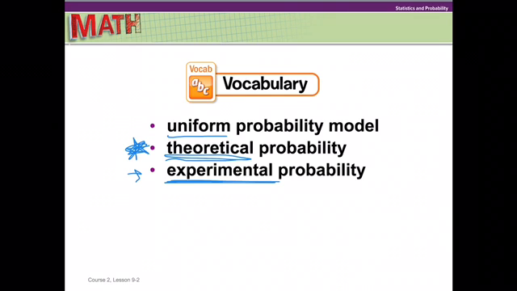Now, the more trials that you run, the closer that these two are going to get. So if you were to flip a coin 100 times, you may not get exactly 50 heads and 50 tails, but it's going to be a lot closer than it is when you flip a coin 10 times.